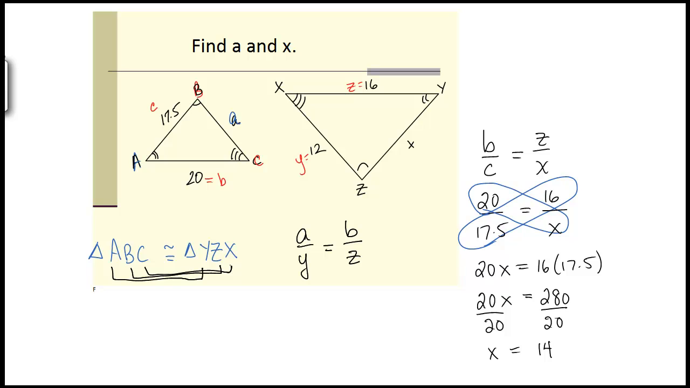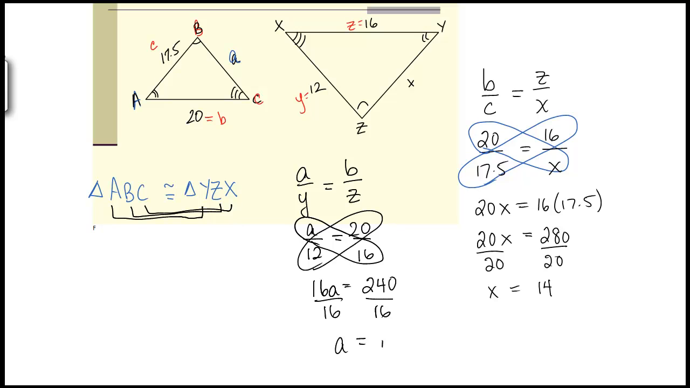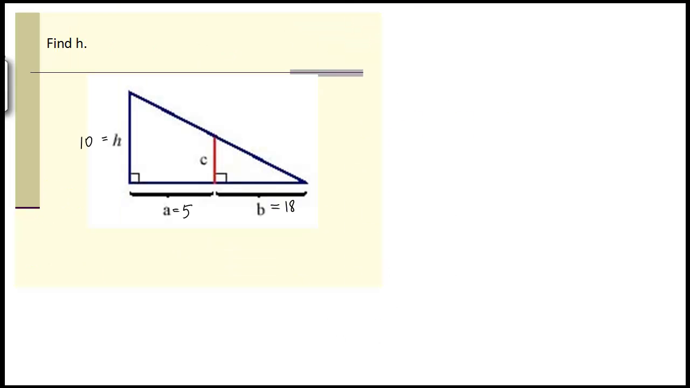So side A will correspond to side Y, side B will correspond to side Z, side C will correspond to side X. Plug in what I know. I do not know A. Y is 12, B is 20, and Z is 16. And cross multiply. And A ends up being 15. Let's find H for this triangle.